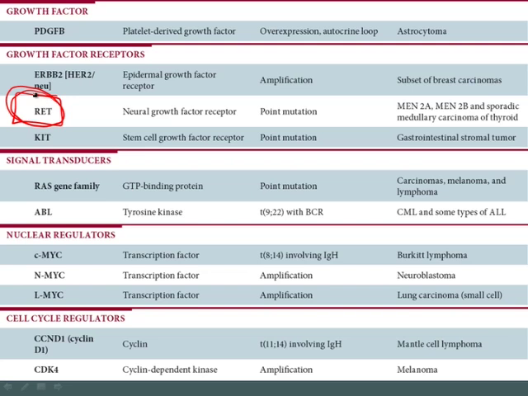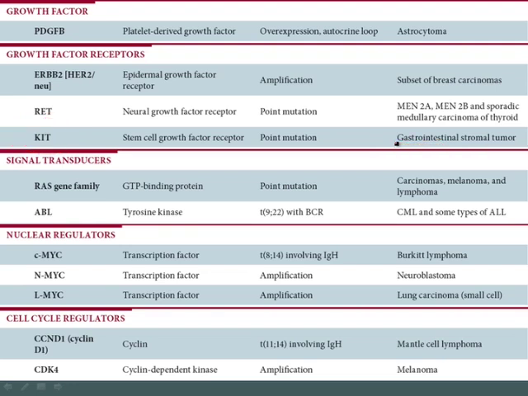Another important growth factor receptor is the KIT growth factor receptor, and a mutation in the KIT growth factor receptor is associated with something called gastrointestinal stromal tumor, and that's an important association to be familiar with.